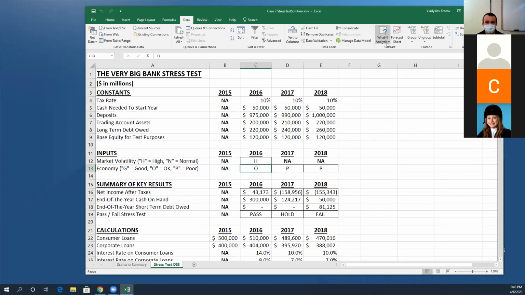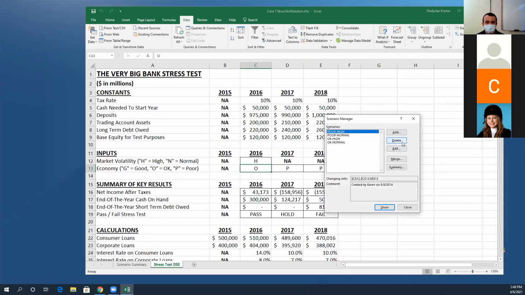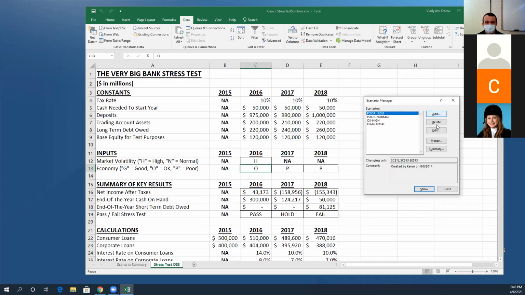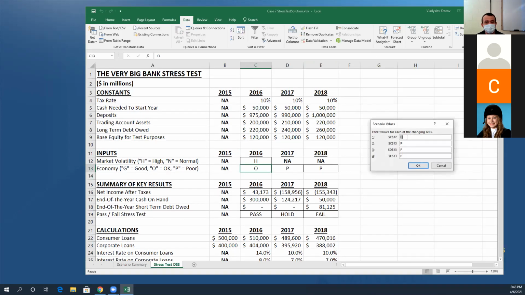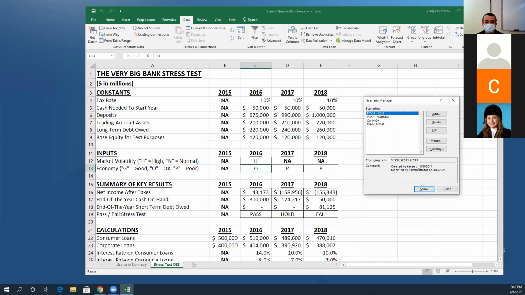So let me go again to data, what if analysis, scenario manager. The scenario name is poor high. Changing cells are C12, which is this cell, and then C13 through E13, which means these 4 cells, okay? When you click OK, it will ask you what will be the values in those cells. It will be HPPP, right? So that's the scenario. When you press OK, you added this scenario, okay? And those scenarios are already added for you.